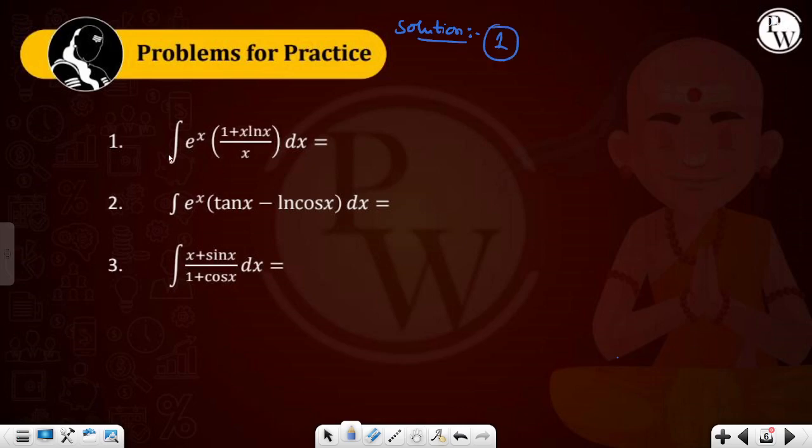Only you have to rearrange. Once you rearrange the function, it will be very easy. Like the pattern you have observed, e to the power x. So we'll look for f of x plus f dash x. See, e to the power x, 1 upon x plus ln x.